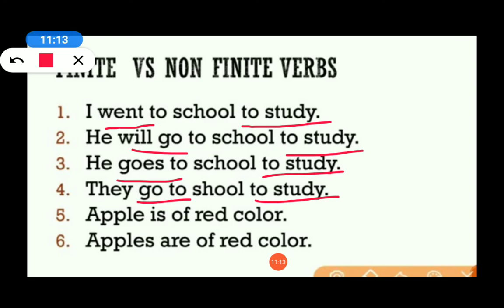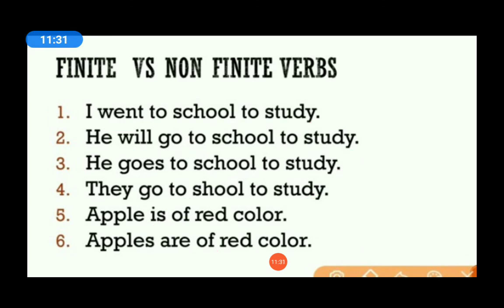Sentence number 5 and 6. When apple is singular, is is used. Apple is of red color. Apples is plural, so are is used. So is and are are both finite verbs because they change with the change in the number of the subject. So here we understood the finite versus non-finite verbs and their use in different types of sentences.